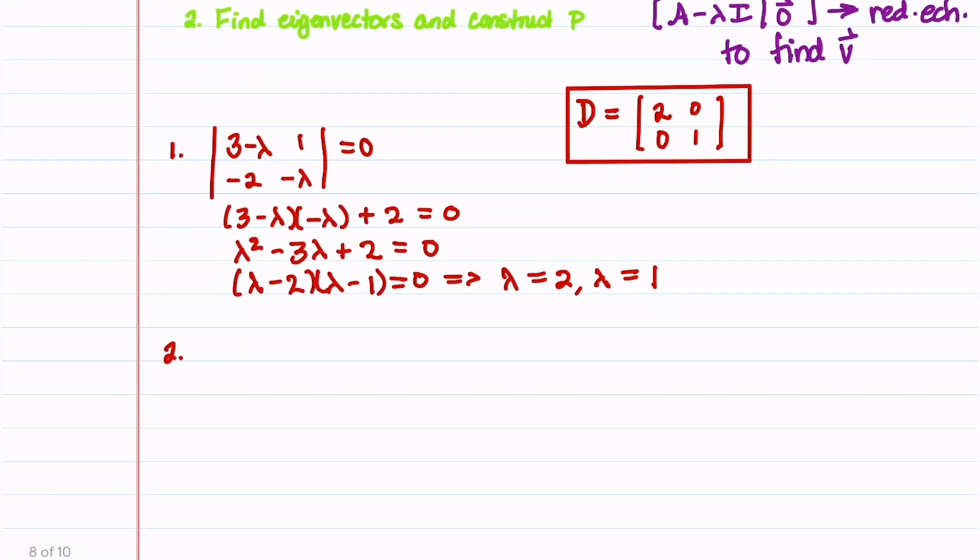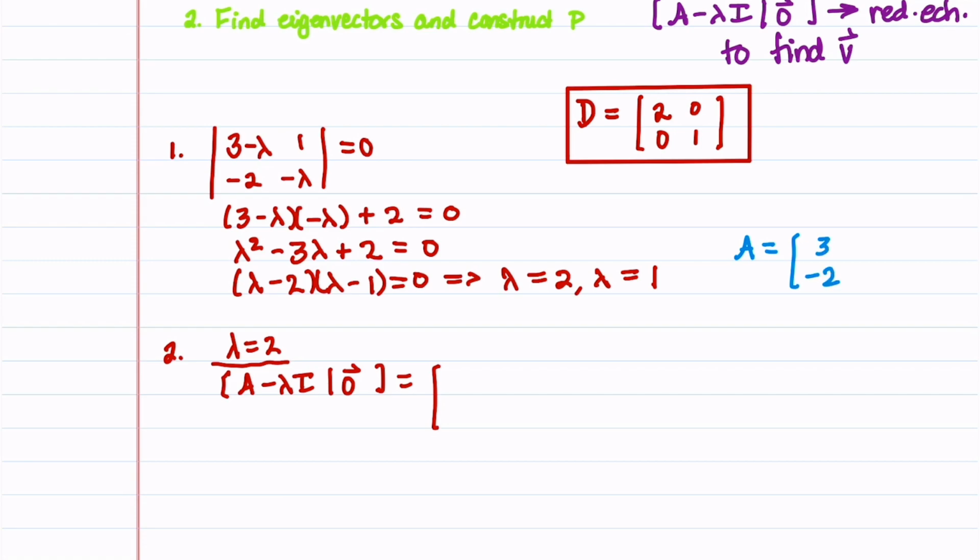Let's now complete our second step. This gets a little lengthy. What we're going to do is find the eigenvectors corresponding to each eigenvalue. So we have to do this twice. Let's start with lambda is equal to 2. We're going to take A minus lambda I, augment it with 0. Let's write down our A again down here so that we can see it. So our A is equal to 3, minus 2, 1, 0. There we go. Now we can refer back to that.